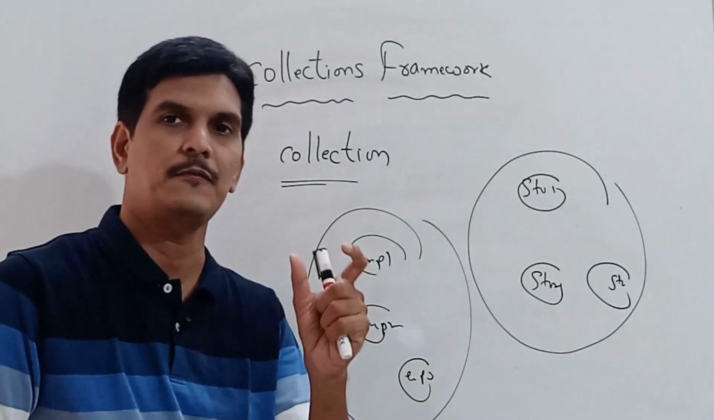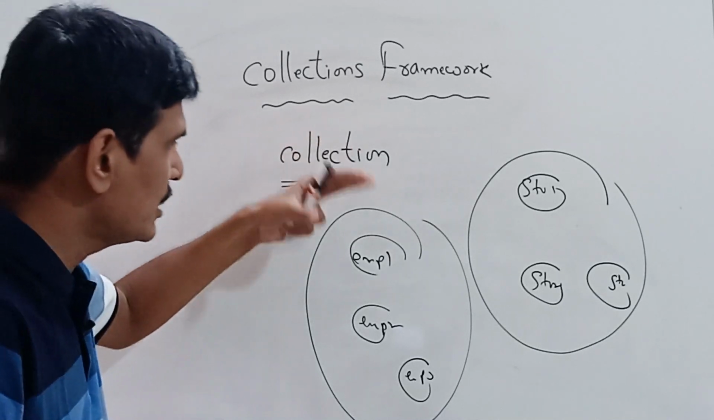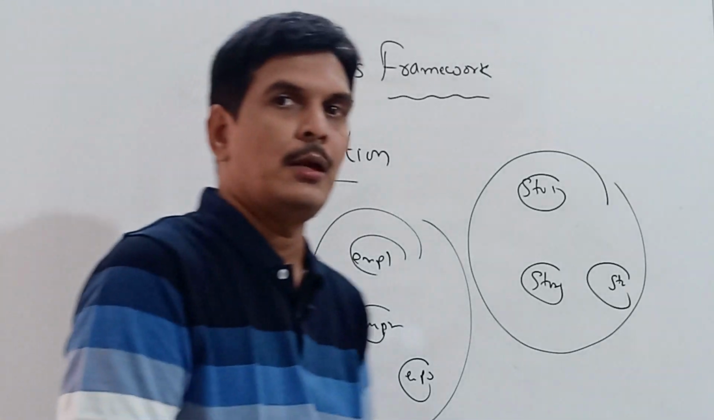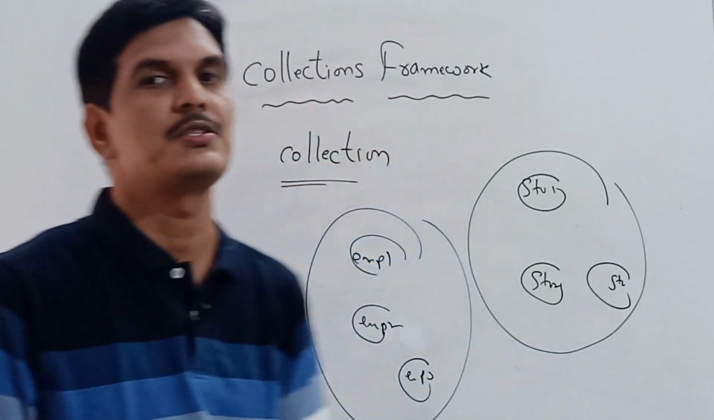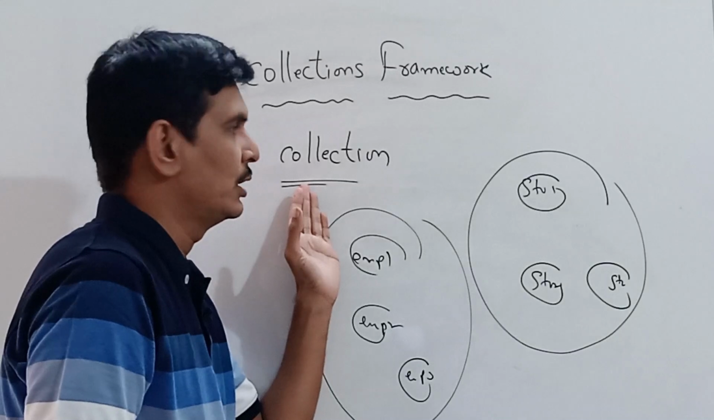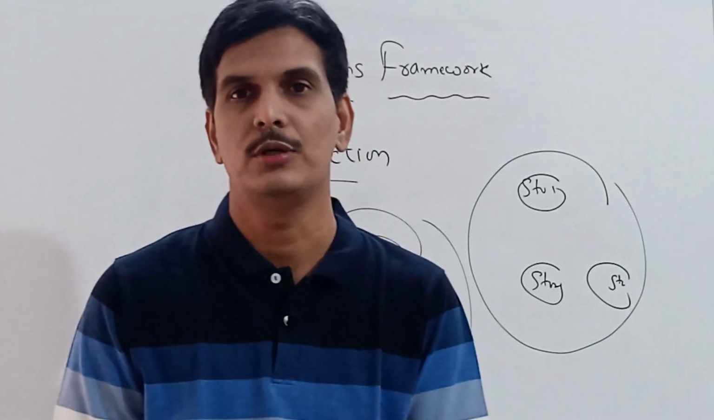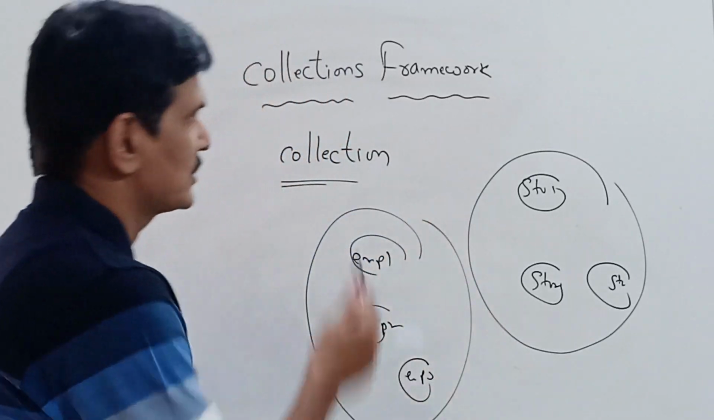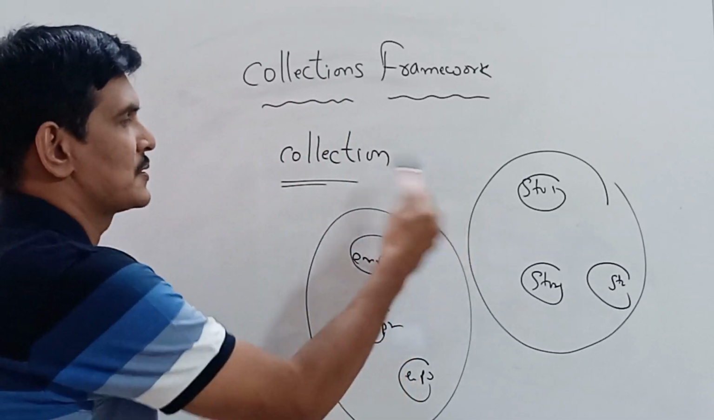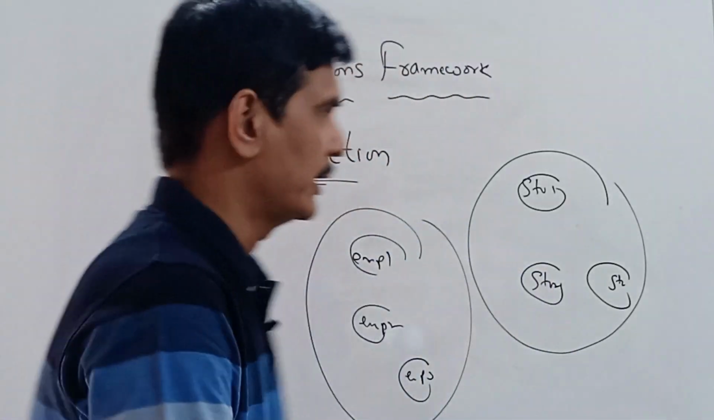So a collection is a group of objects, a single entity which is representing multiple objects. But what about the collection framework? In Java, to represent a group of objects as a single entity, we need a certain number of classes and interfaces. The collection framework provides you those classes and interfaces. So what does collection framework mean? It defines the different interfaces and classes by which we can represent a group of objects as a collection. That is the basic difference between collection and collection framework.